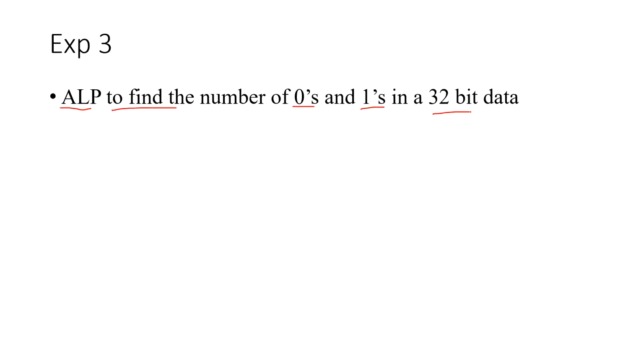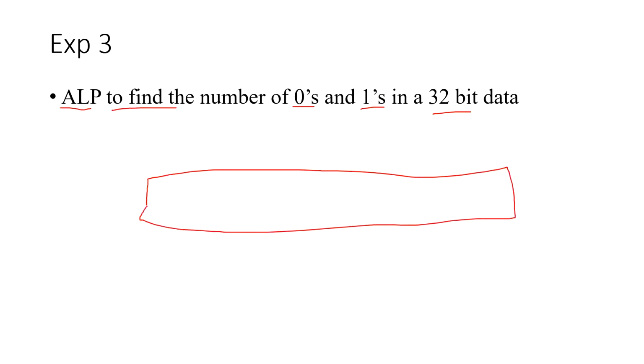Before starting with that, first and foremost we should understand what we mean by 32-bit data, right? 32-bit data is nothing but an array of data. It starts from 0 and ends at 31, right? So how many total bits will be there? There will be 32 bits in this data set. That means it is 32-bit data.